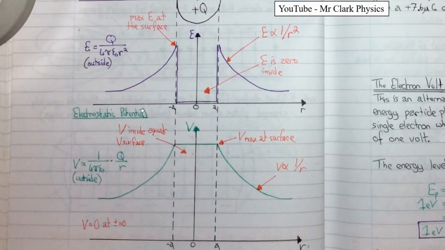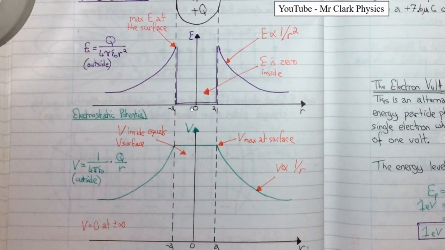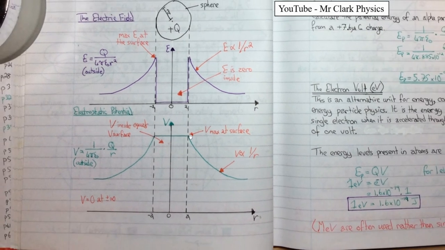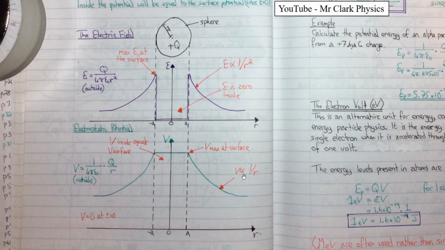For the potential, it's a similar-ish story. It will also decay from a maximum on the surface and get lower and lower and lower, but it will actually follow not an inverse square law, but just a regular inverse law. So its rate of curvature won't be quite as steep, but it will be zero off out at infinity. That's again, almost by definition of potential. It's always going to be zero at either positive infinity or negative infinity. At the surface, we're going to have a maximum value again, based on the size of the charge and the radius of the sphere. We could work that out if we had those numbers.